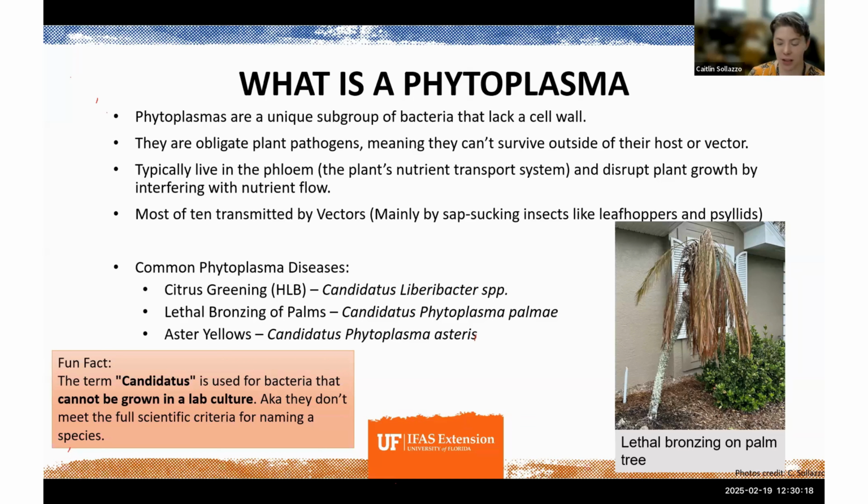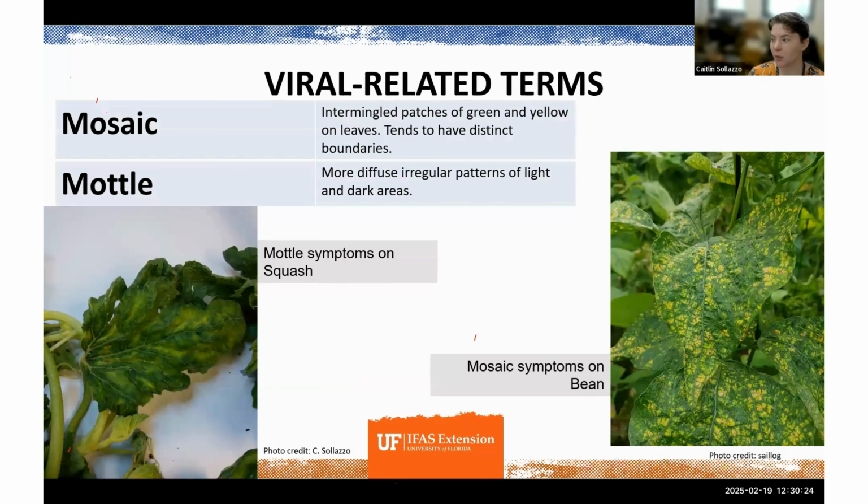All right, so those are phytoplasmas. Again, something that you will probably come in contact with sometime, and it's good to know what they are. All right, so we're going to move into viruses. Any questions? All right, so if there are questions, I can answer them.